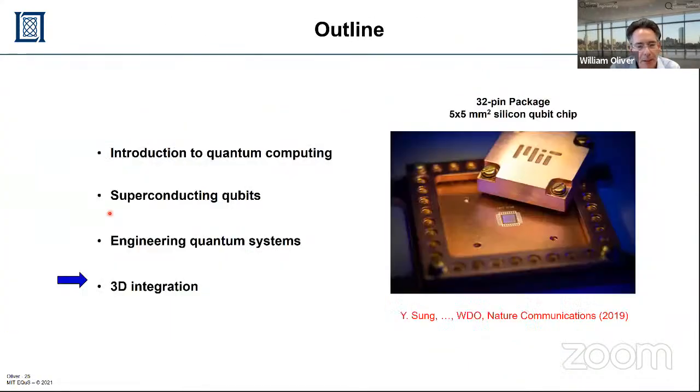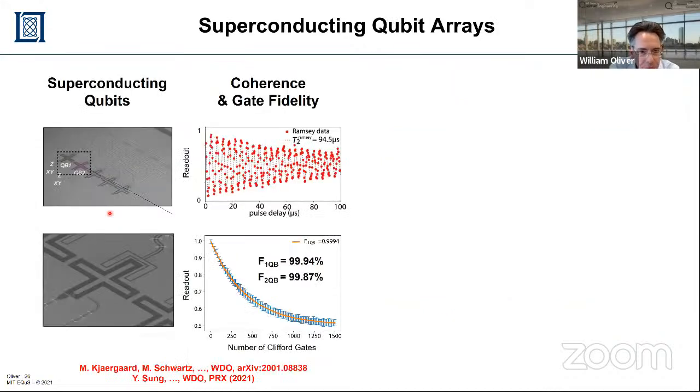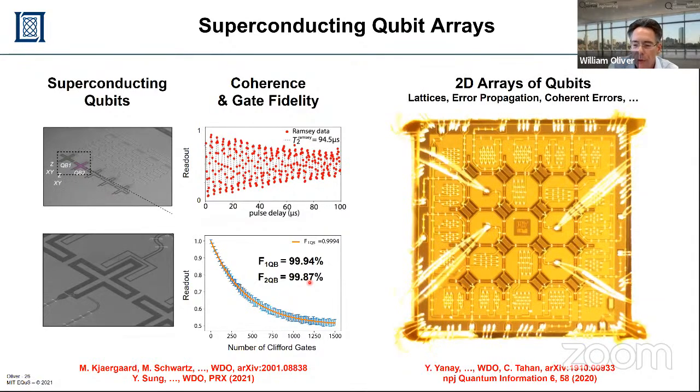Okay, so that gives an idea of what we need to do, and let me tell you a bit about where we're at with 3D integration and working towards that goal. So, superconducting qubit arrays, I've already shown this picture once, and our coherence times are around 100 microseconds. The fidelities are 3 nines or a little bit better. And we're currently measuring circuits with 3x3 arrays and 4x4 arrays of qubits.